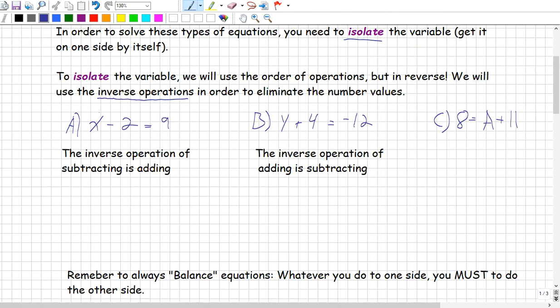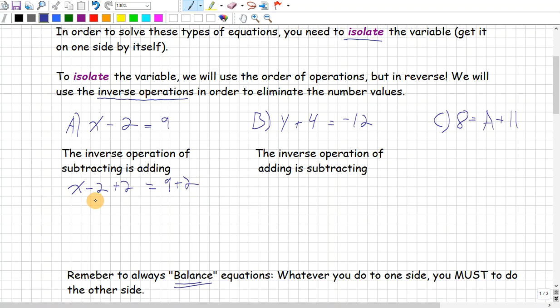So in this example, with the inverse operation, we're going to get rid of that minus 2. The opposite operation of subtracting is adding. So we're going to take the minus 2 and we're going to add 2. We're going to take the 9 on the right-hand side, and because we have to balance the equation, we have to add 2 to that side as well.